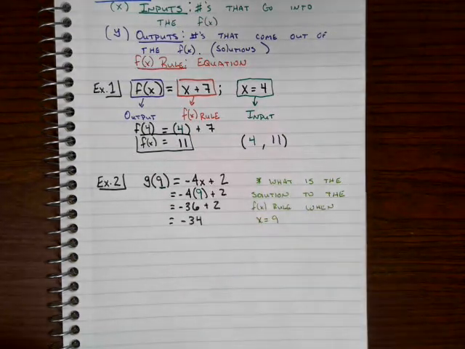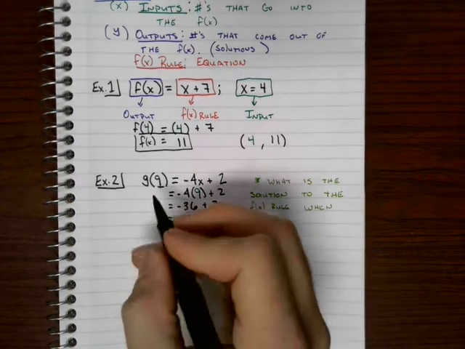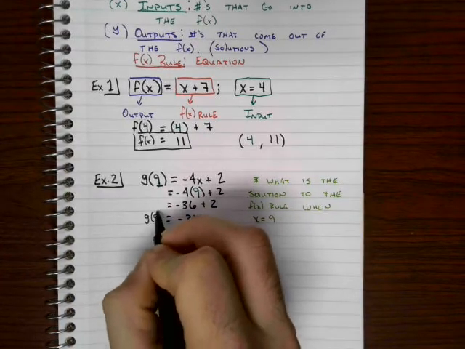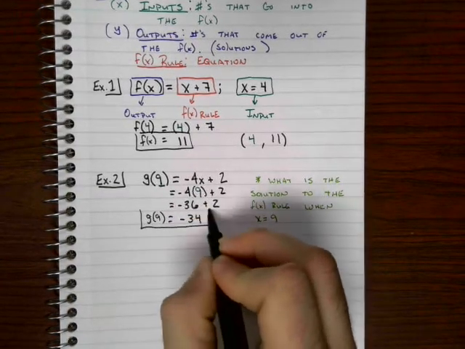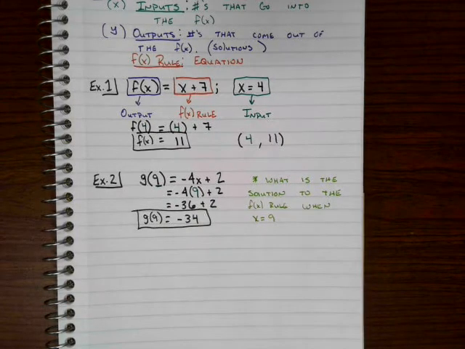And that is what g of 9 would equal. Okay, negative 34. That would be my answer. You're just substituting and solving. That's all you're doing. Okay.